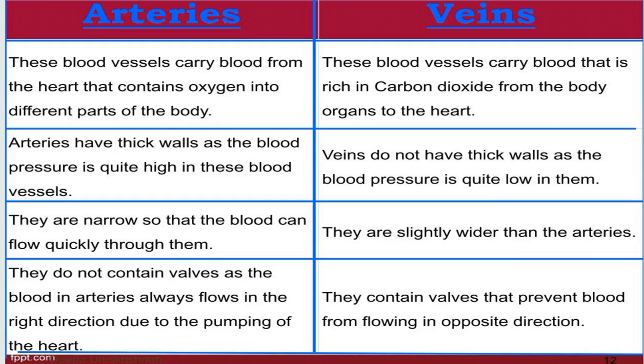Arteries are narrow so that the blood can flow quickly through them, while veins are slightly wider than arteries. Arteries do not contain valves, as blood in arteries always flows in the right direction due to the pumping of the heart. While veins contain valves that prevent the blood from flowing in the opposite direction.